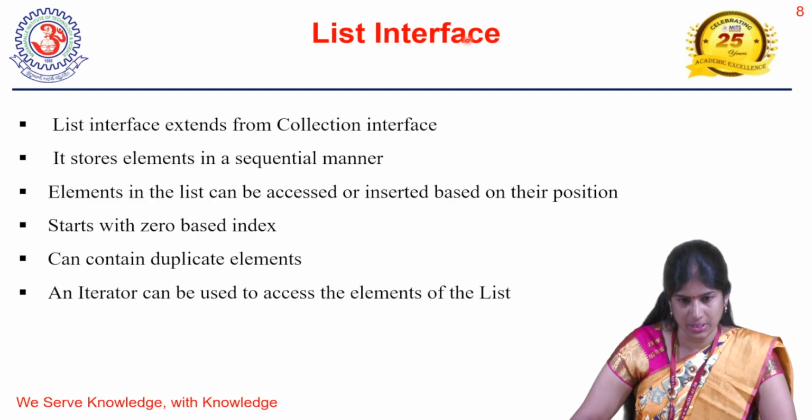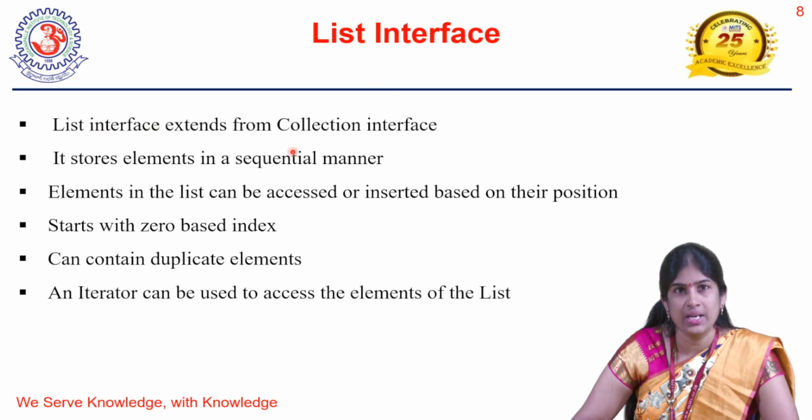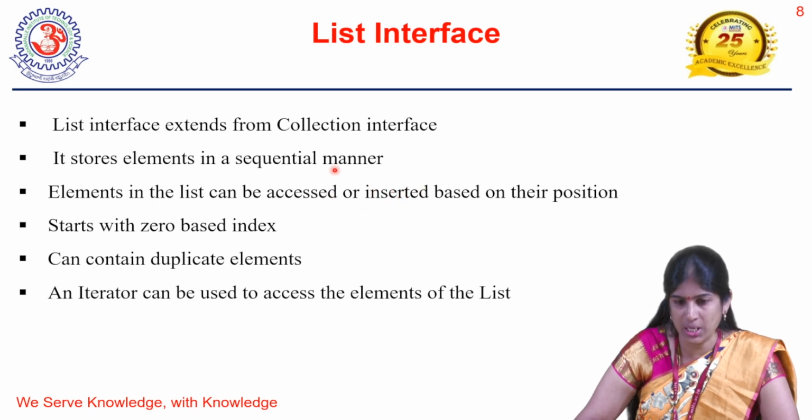List interface. The list interface is a sub interface of the collection interface, that is, the list interface extends the collection interface. It stores elements in a sequential manner. Elements in the list can be accessed or inserted based on their position, and the index position starts from 0 in the list. All the elements are stored in a sequential manner, and the list will allow duplicate elements.